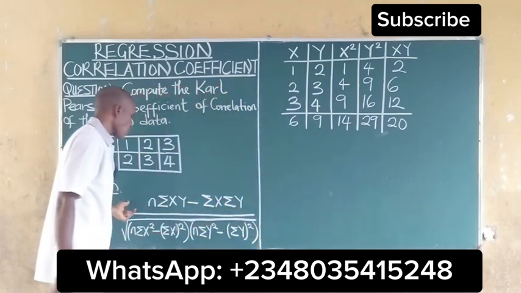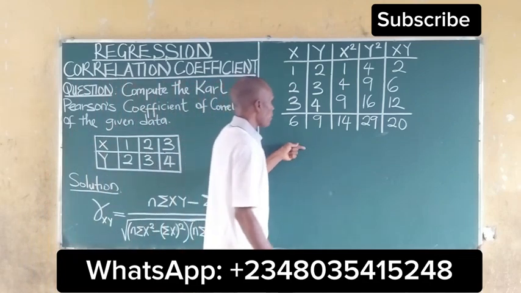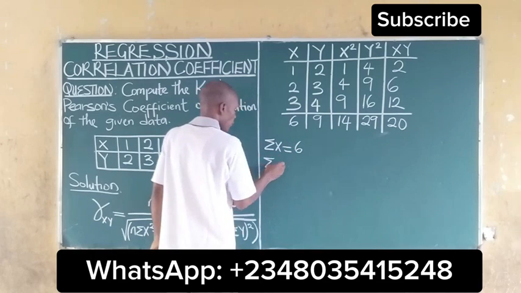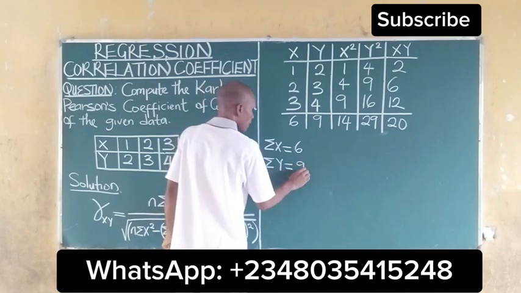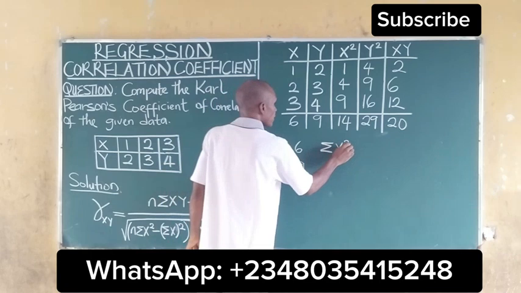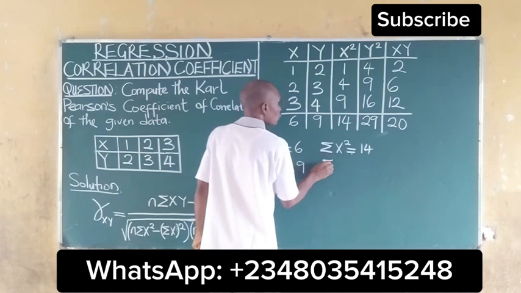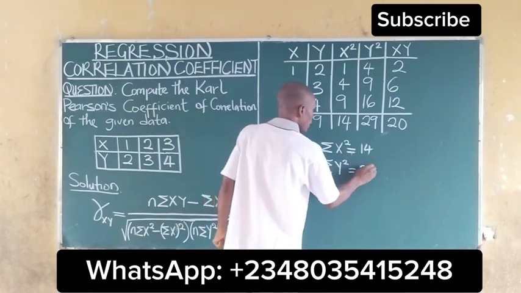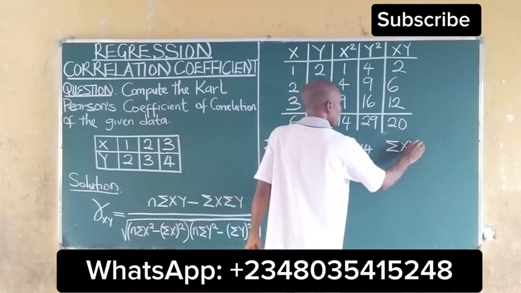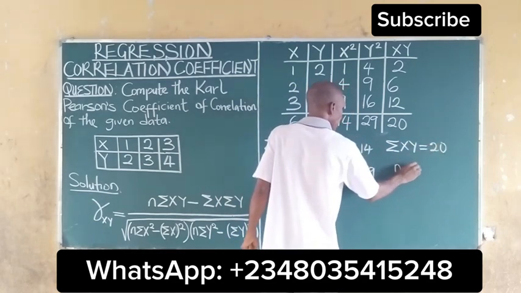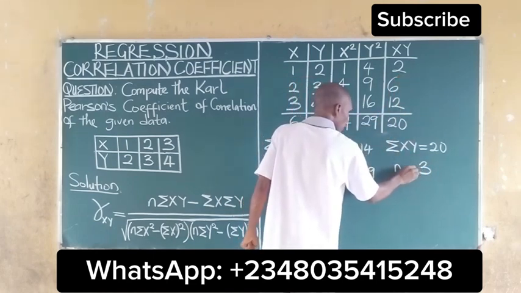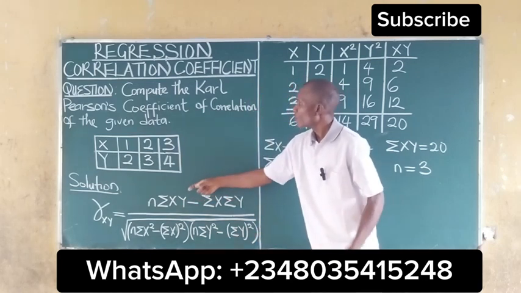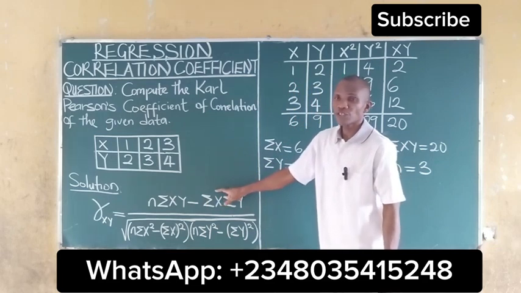Before we compute this, all we need to do is write out whatever we got here. That means summation of x is equal to 6, summation of y is equal to 9, summation of x squared is equal to 14, and summation of y squared is equal to 29. Then summation of xy is equal to 20, where n is equal to 3. So all we need to do is compute the Pearson's correlation coefficient.